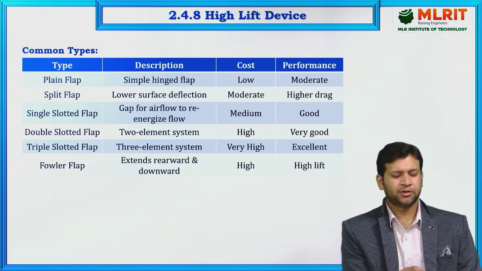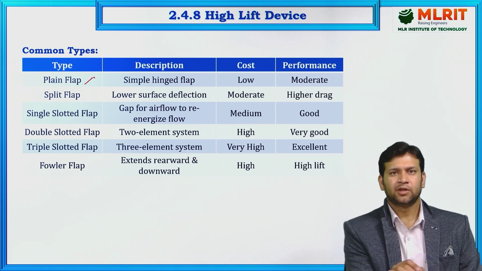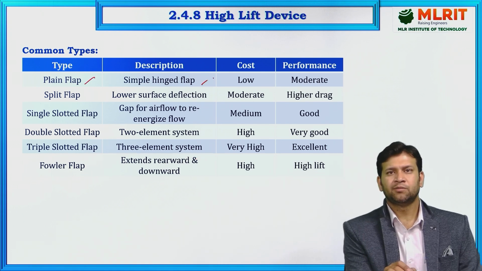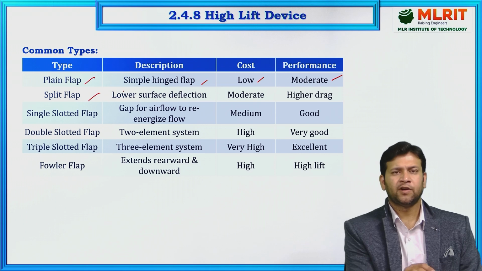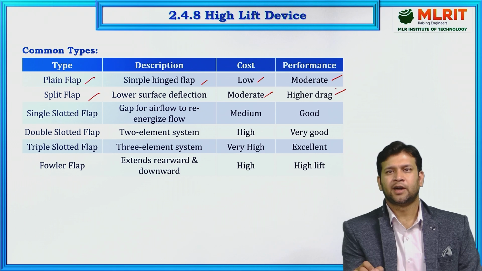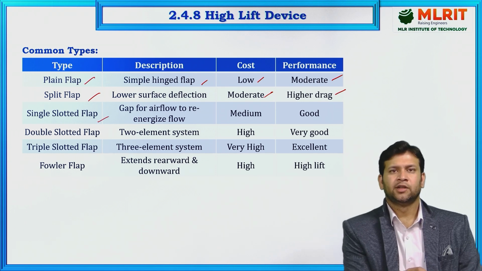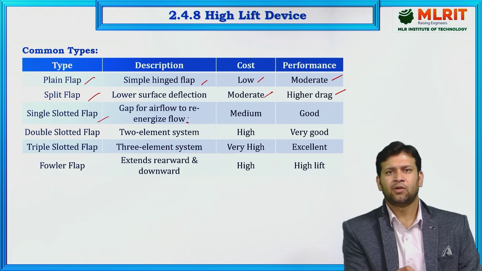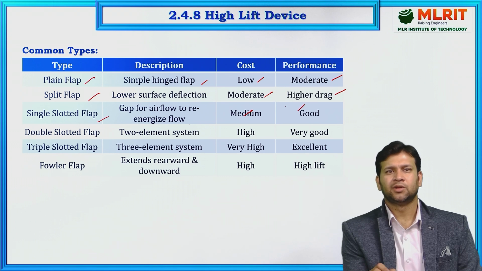The common types: when we use plain flap, it will have a simple hinged flap, the making cost is low and performance is moderate. When we use split flap, it is a lower surface deflection with a moderate cost and higher drag. It will have higher drag here. Single slotted flap, the gap for airflow to re-energize flow, and the making cost is medium and the performance is good.